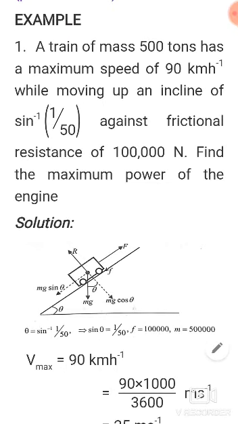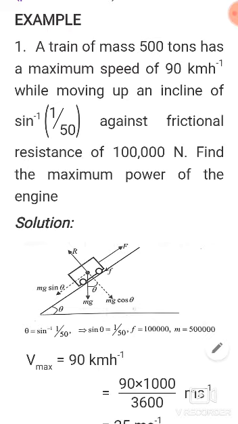So with this example, it reads as follows. A train of mass 500 tons has a maximum speed of 90 kilometers per hour while it's moving up an incline of 1 in 50 against frictional resistance of 100,000 newtons. Find the maximum power of the engine. Before we reach the solution, we need to understand everything in the question.